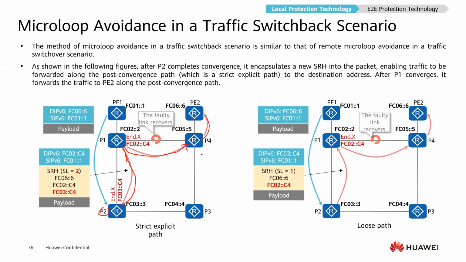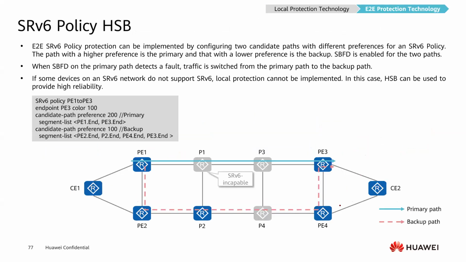Okay. Then let's continue to talk about the end-to-end protection technology. The end-to-end protection technology first is HSB, hot standby. Basically, you just create two candidate paths. One has a higher preference, and another has a low preference, and this one will be active. And if this got a problem, for example, some link failed, then I will switch over to here.